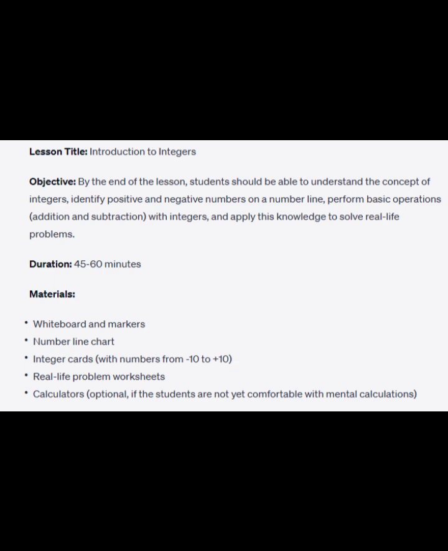Materials: whiteboard and markers. Number line chart. Integer cards, with numbers from -10 to +10. Real-life problem worksheets. Calculators, optional, if the students are not yet comfortable with mental calculations.